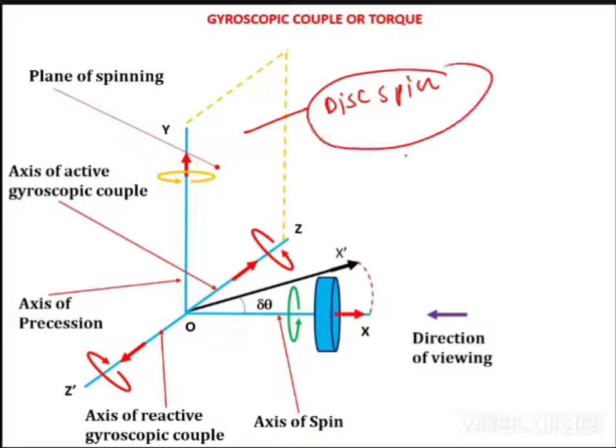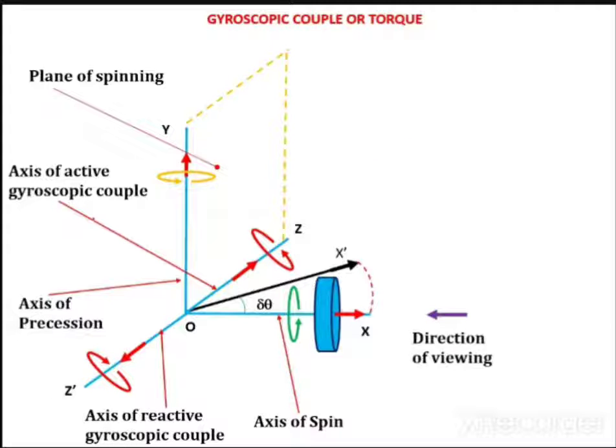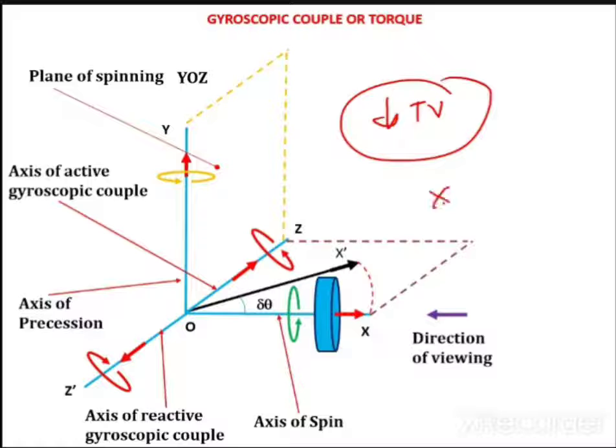The disk is spinning in the plane YOZ. It is very important to understand the planes, because you have to understand the effect of gyroscopic couple and the effect of reactive gyroscopic couple. Now, is it clear? Next, if you look from the top view, you will get another plane which is called the XOZ. Can anybody tell what is this XOZ?